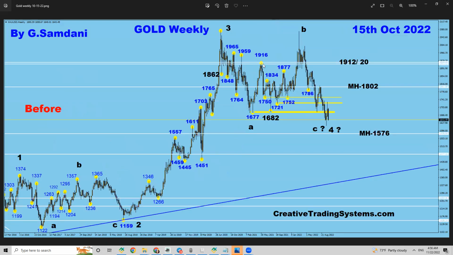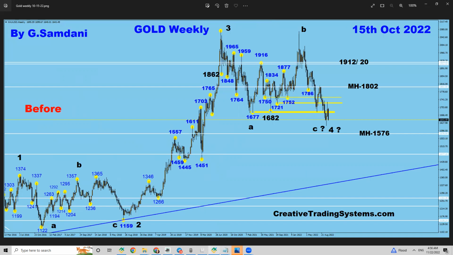Similarly, I see at the same time a little bit more detailed weekly chart. And these are the lows, and this is where I was expecting that it will finish wave C, the A, B, C correction for wave 4. And if it is, then we will go up to wave 5.